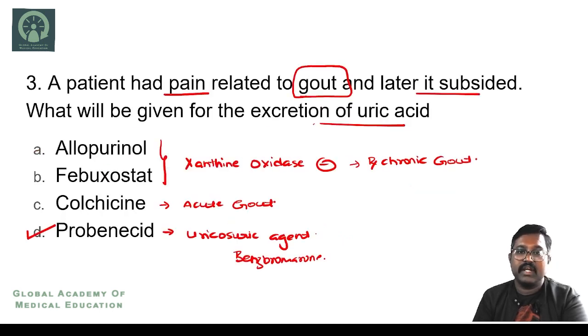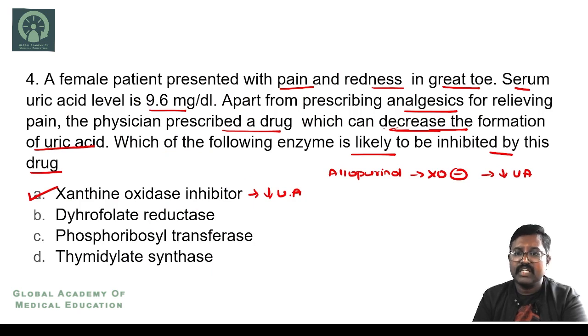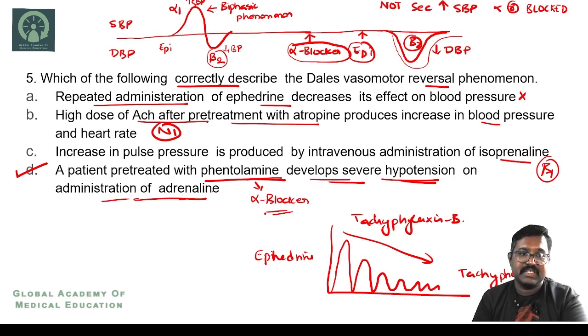So for increasing the excretion of uric acid, you will give a uricosuric agent like probenecid. And next you have a drug which will decrease the formation of the uric acid. So that is the allopurinol, which inhibits the xanthine oxidase enzyme. So next is the correct statement regarding Dale's vasomotor reversal phenomenon. It is the option D, that is a patient pre-treated with the alpha blocker, that is phentolamine, develops a severe hypotension following administration of the adrenaline.